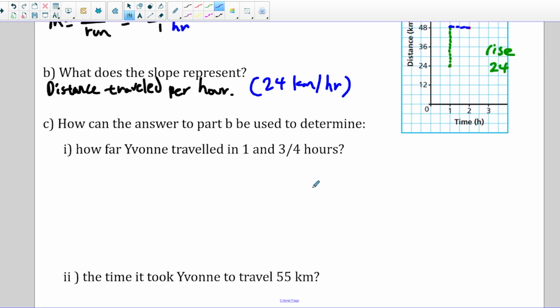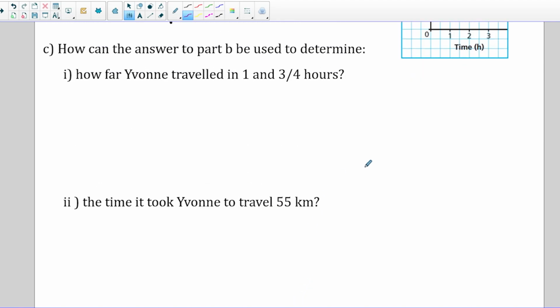So for this next part, we're going to use our proportions to help us figure out how far Yvonne traveled in 1 3/4 hours. The first thing we're going to do is convert this into a decimal. I'm going to convert that into 1.75, because it's going to be a little bit easier to work with rather than a mixed fraction. So we're going to set up our proportion in this way. We know that she travels 24 kilometers per 1 hour. So this should be proportional to her traveling x kilometers per 1.75 hours.